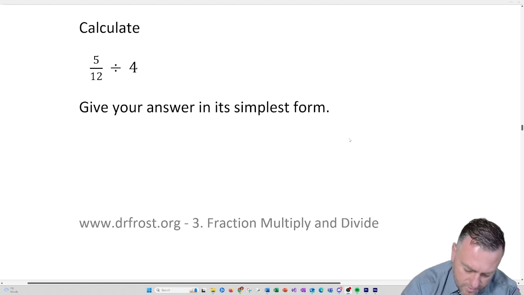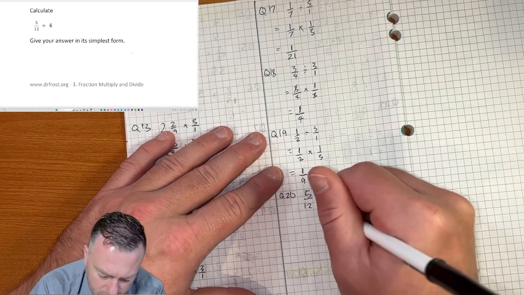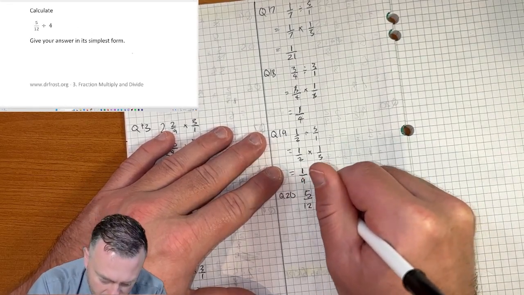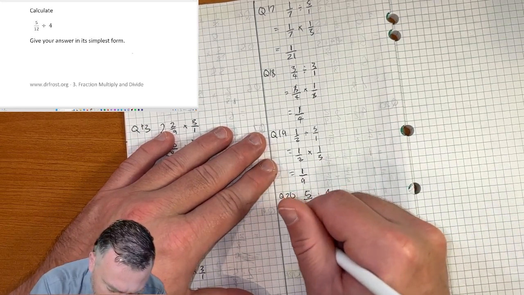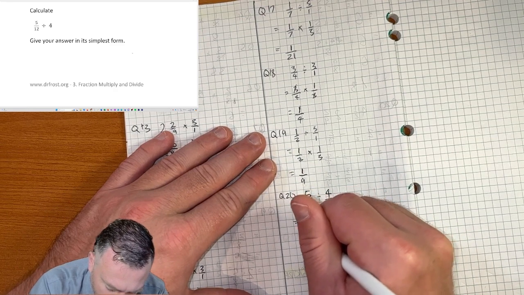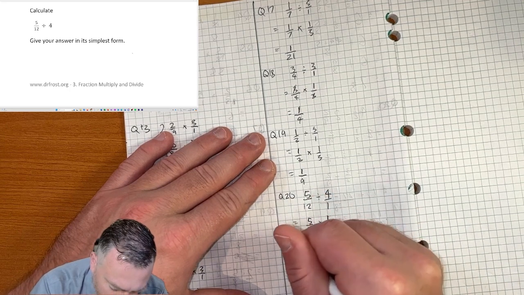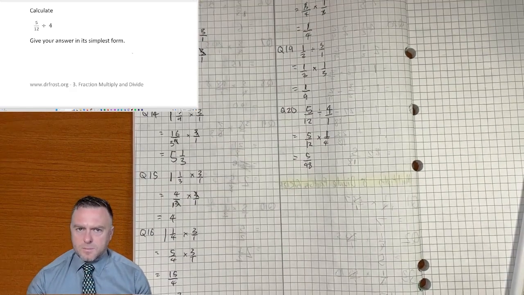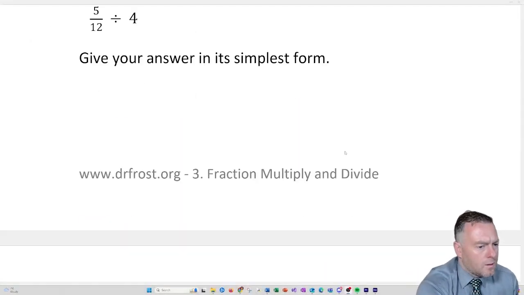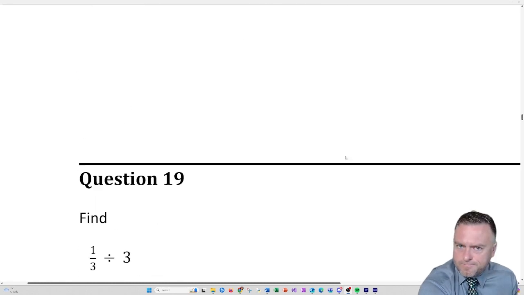Question 20. So you got 5 over 12 divided by 4 over 1. So then you've got 5 over 12 times 1 over 4, which then gives you 5 over 48. And that's pretty much it. Cool.